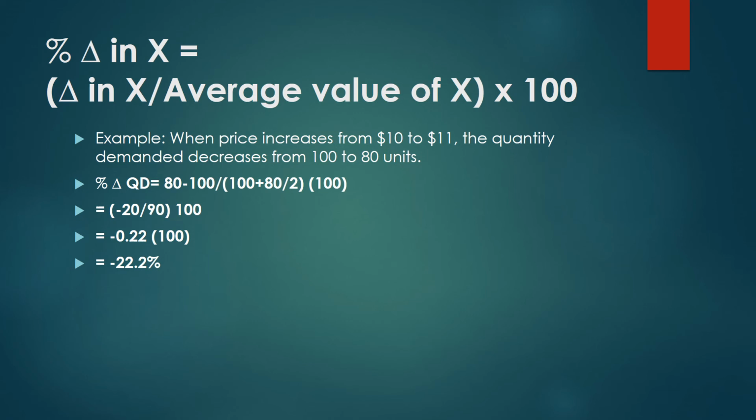What's nice about this is if you did it the normal way, when you go from 100 to 80, we would be at -20%. If you had gone from 80 to 100, you would actually be a positive, but you'd be at 25%, and so that would be a problem here. So it's good that we have this midpoint method because it makes our lives easier in this way.